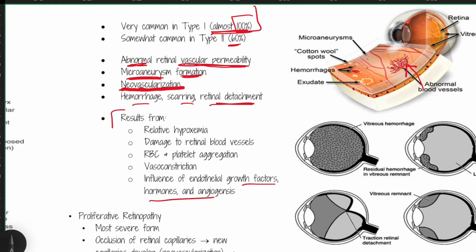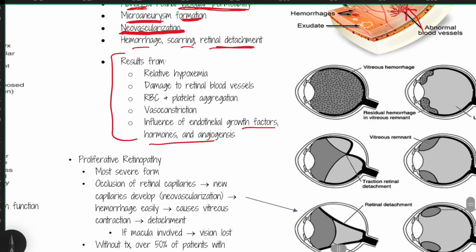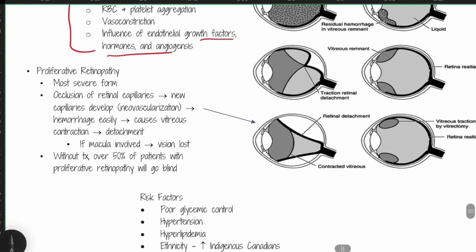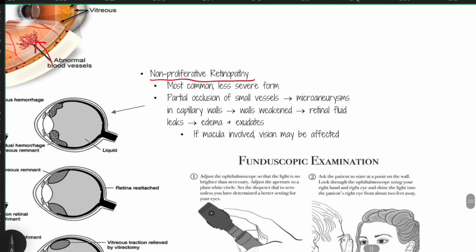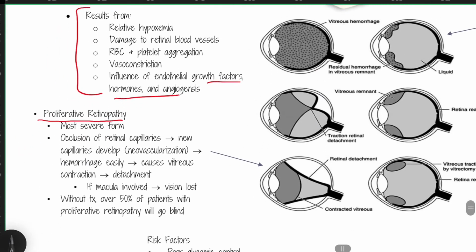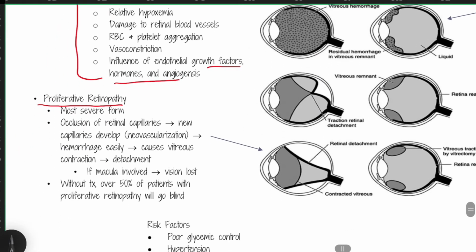Honestly, guys, I wouldn't go crazy memorizing all of this. I do think it's important to understand the difference between proliferative retinopathy and non-proliferative retinopathy. Let's just go through it really quick. Proliferative retinopathy is the more severe form. It's a full occlusion of the retinal capillaries. These capillaries are bringing blood, oxygen, glucose to the retina so that it can perform cellular respiration and have energy to do what it needs to do.